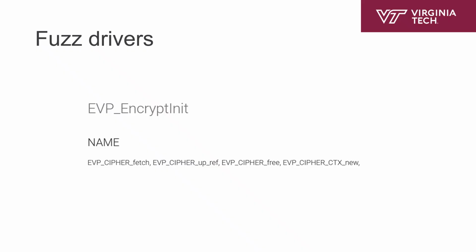EVP is a front-end, an interface to work with certain ciphers, for example, AES. And here we have EVP encrypt init. What this does is that it sets up some environmental settings in order for the functions of this crypto system to be called. And so it's necessary to call this before you call other functions that have this as a dependency. If you don't do this in a fuzz driver, then you're going to have a behavior in a fuzz driver that does not represent how the library will function in the real world.